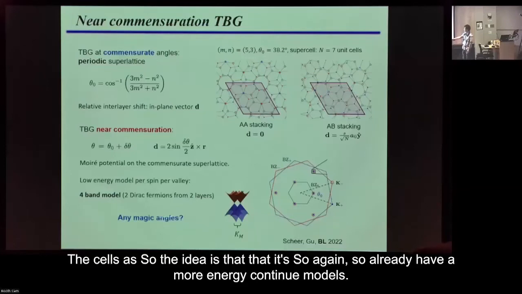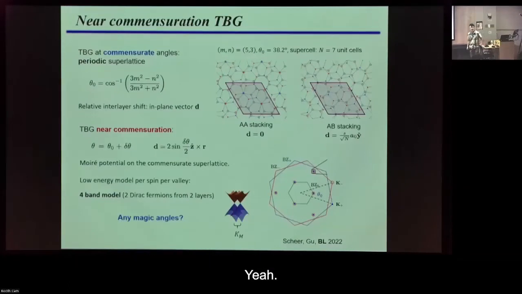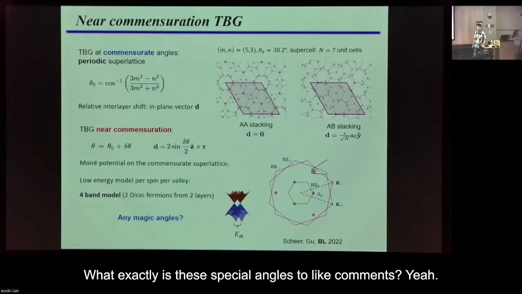So basically the question is, do we have many angles at these twist angles away from zero? Yes. I apologize for the interruption. I do want to ask really quickly, what exactly do these special angles do? Do they commensurate? What does it mean?